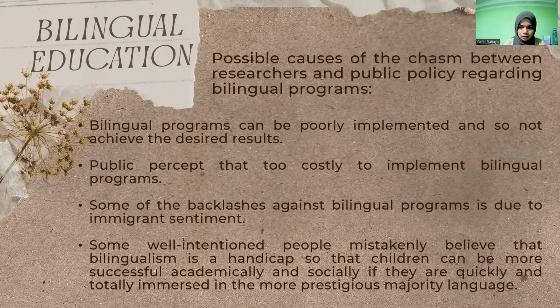And the next is possible causes of the chasm between researchers and public policy regarding bilingual programs. Bilingual programs can be poorly implemented and so not achieve the desired results. The public perceives that it is too costly to implement bilingual programs. Some of the backlash against bilingual programs is due to immigrant sentiment. Some well-intentioned people mistakenly believe that bilingualism is a handicap, so that children can be more successful academically and socially if they are quickly and totally immersed in the more prestigious majority language.